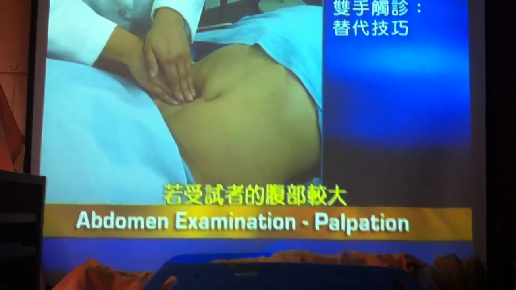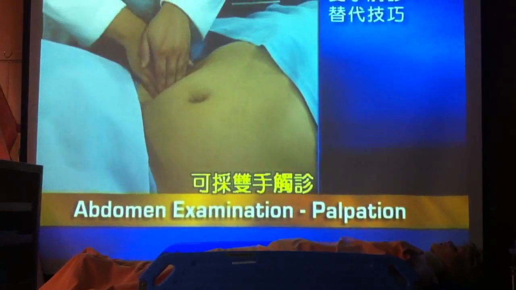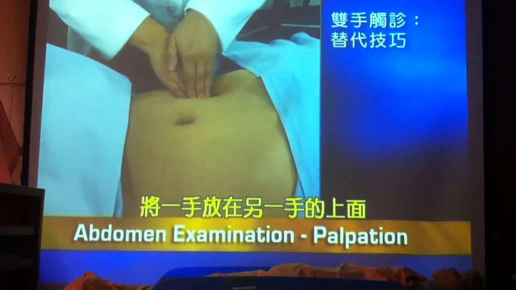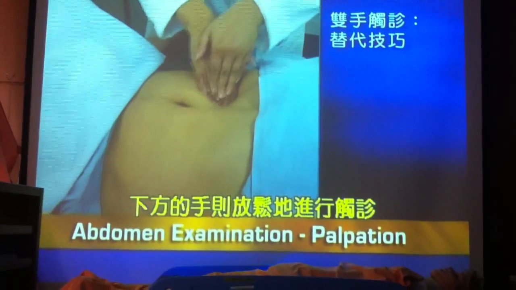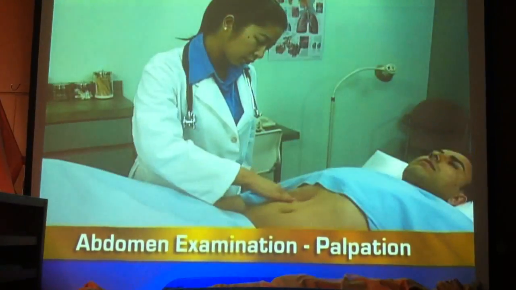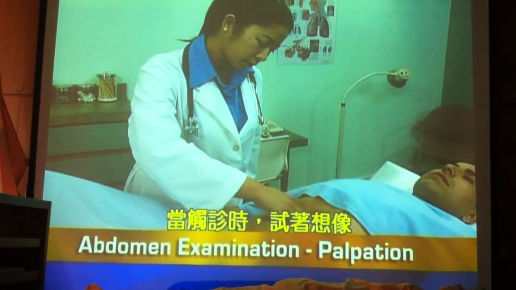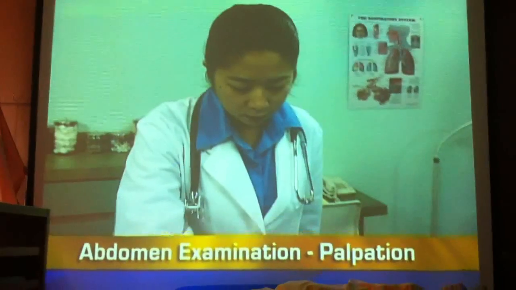If the person has a very large or obese abdomen, use bimanual palpation. Place one hand on top of the other. Then push with the top hand and palpate with the relaxed bottom hand. To make sense of what you're palpating, try to visualize the structures under each quadrant.